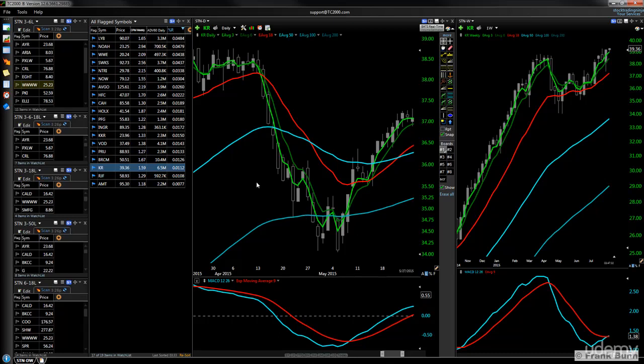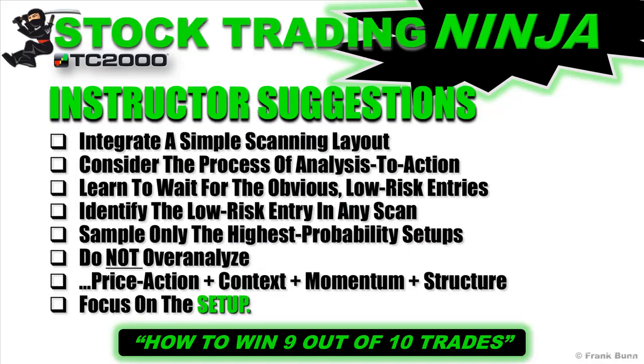Remember, consistent scanning means consistent results. And a simple layout that eliminates superfluous information and reduces stress will greatly increase your consistency. To begin, try integrating a simple scanning layout. Consider the process of analysis to action, and learn to wait for the obvious low-risk entries. Be certain to identify the low-risk entry in any scan, and sample only the highest probability setups. Do not overanalyze. Think price action, context, momentum, and structure, and focus on the setup. Probability and the trend will do the rest of the work.